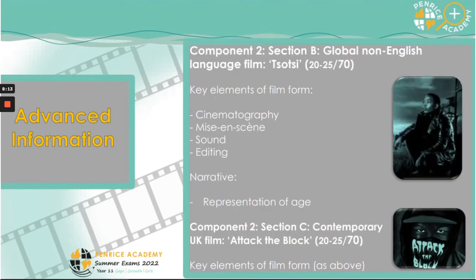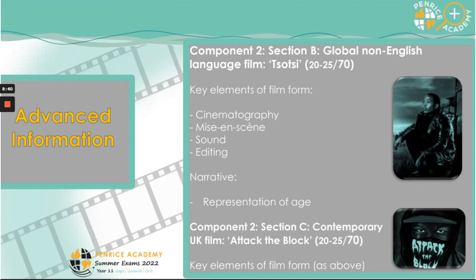The advanced information for Component 2, Section B, the global non-English language film, is, you've guessed it, once more asking students to focus on the key elements of film. In addition to this, students are also advised to focus on the narrative representation of age in the film. To this end, the students will be focusing on how younger characters are represented in the film, but also how older characters are represented in the film.